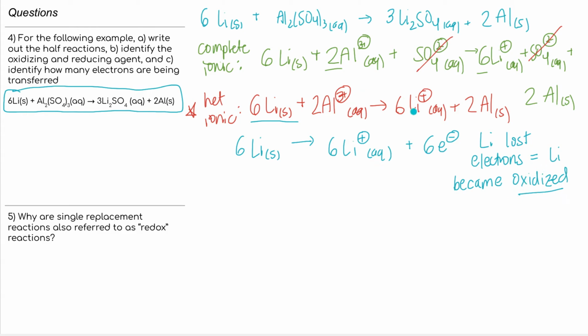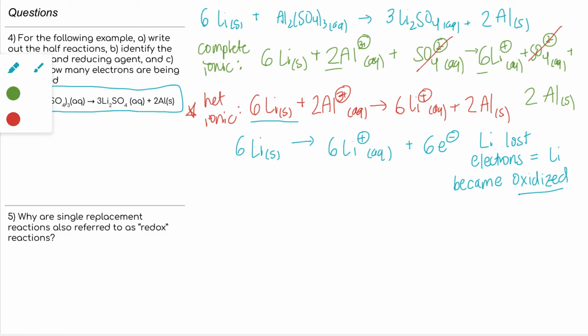Okay, so the reason we knew that lithium lost electrons is, see how we wrote the electrons on the right side of the arrow here? If you compare before to after, lithium started off with a 0 neutral overall charge, and then it ended up with a +1 charge. So that's how we know that it had to lose electrons. So therefore it became oxidized. That's the word we're going to use.